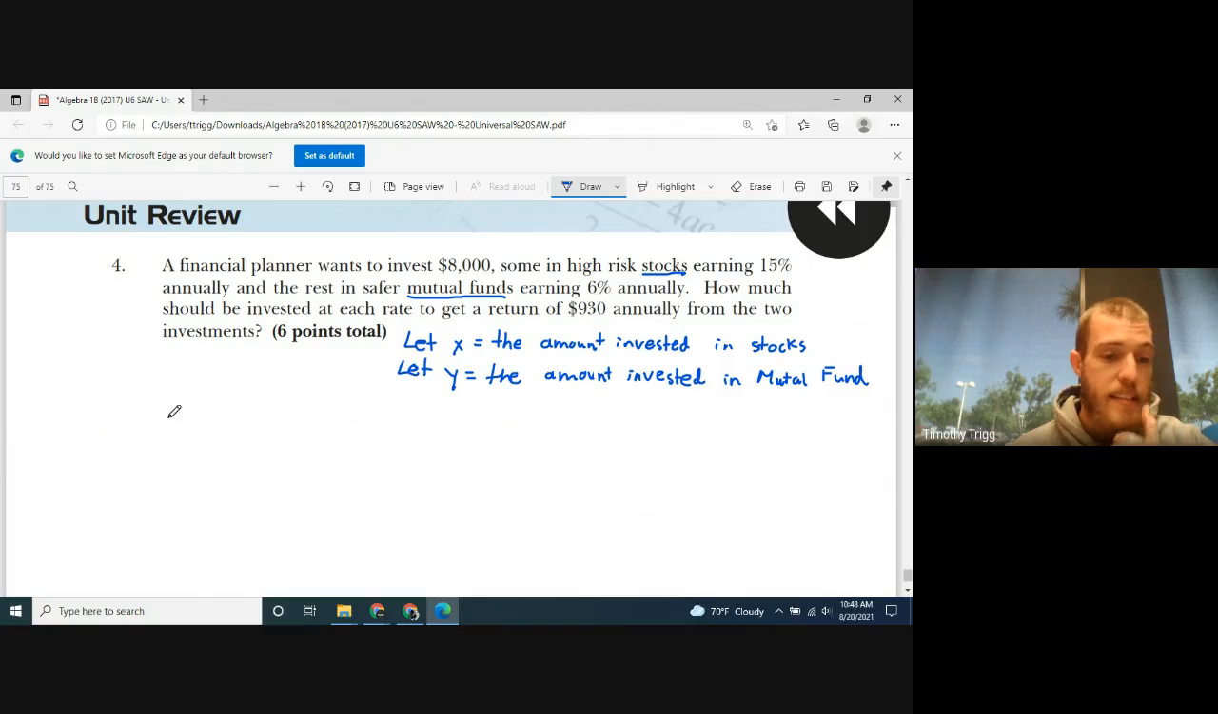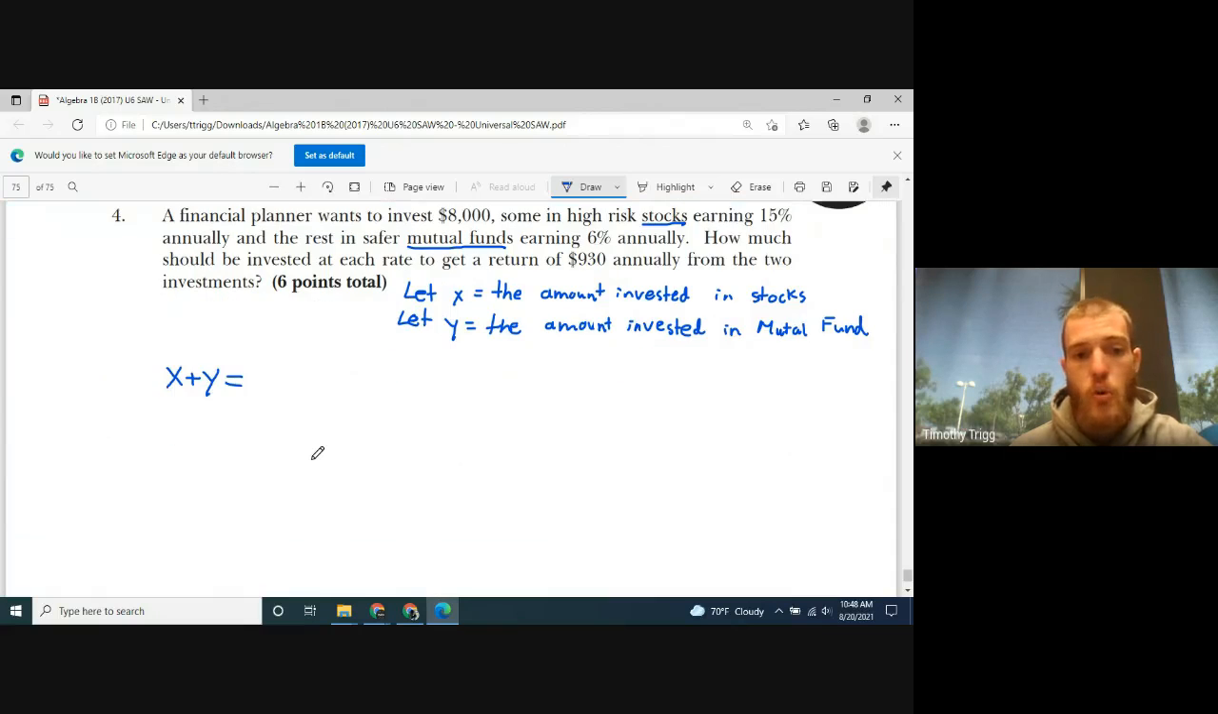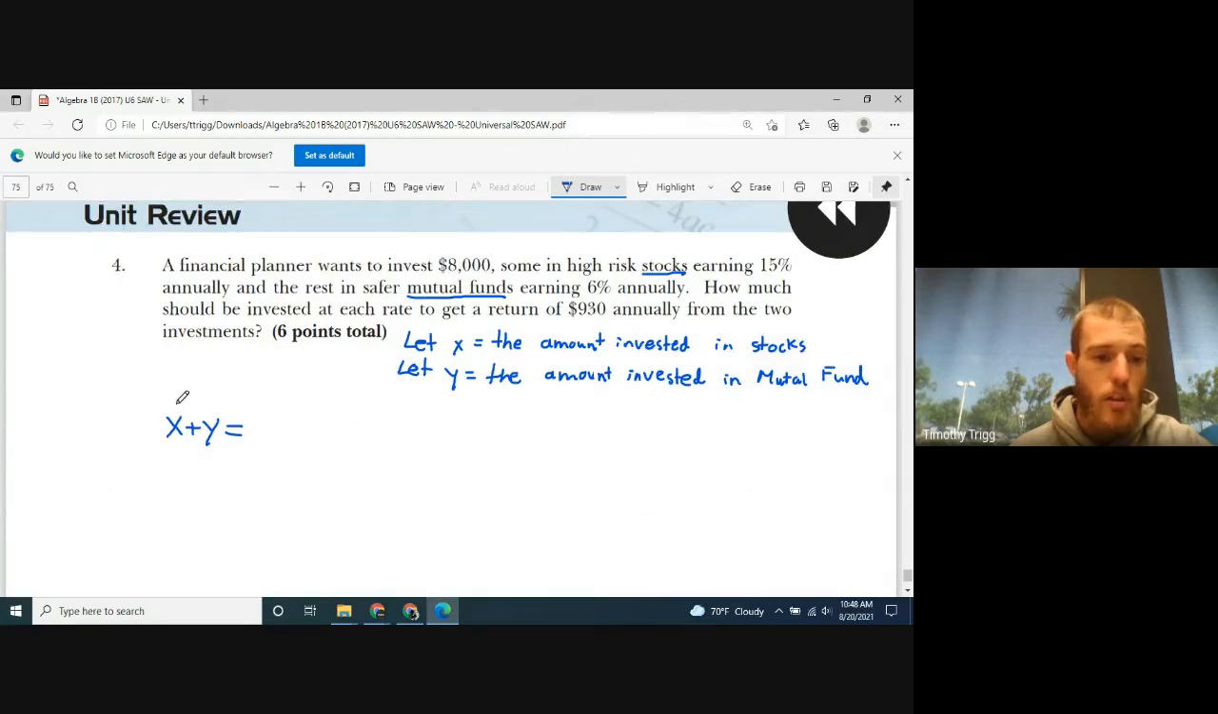Now, the amount he invests in the stock plus the amount he invests in the mutual fund should equal his total investment. So what's the total investment? $8,000. So the amount invested in the stock plus the amount invested in the mutual fund will equal $8,000.